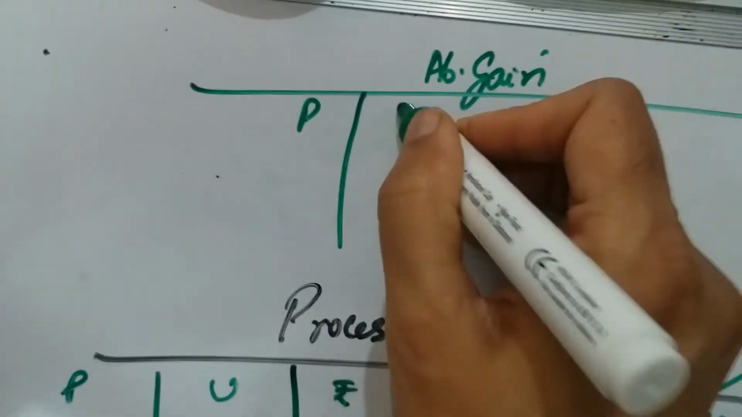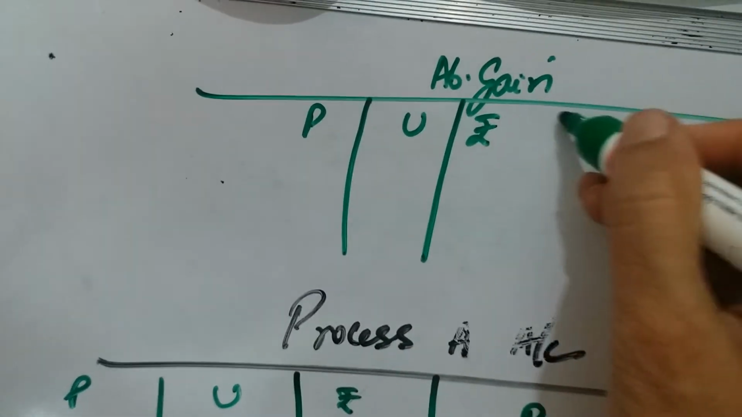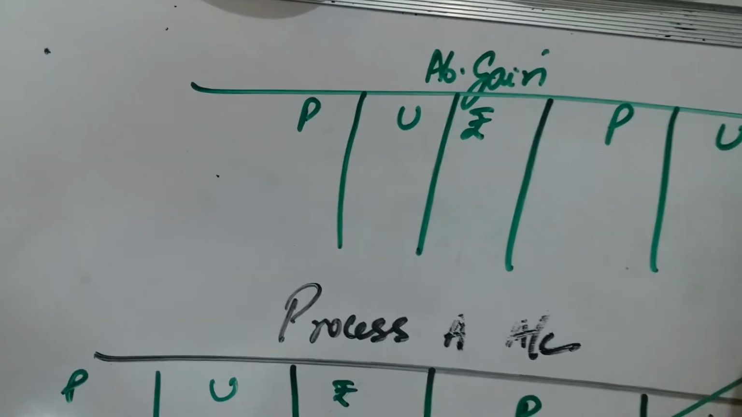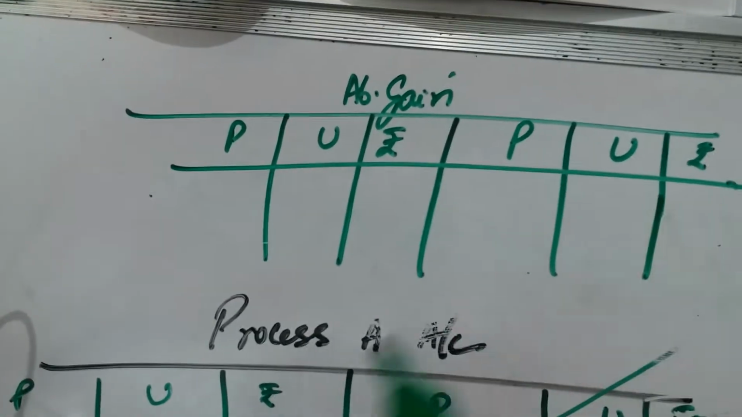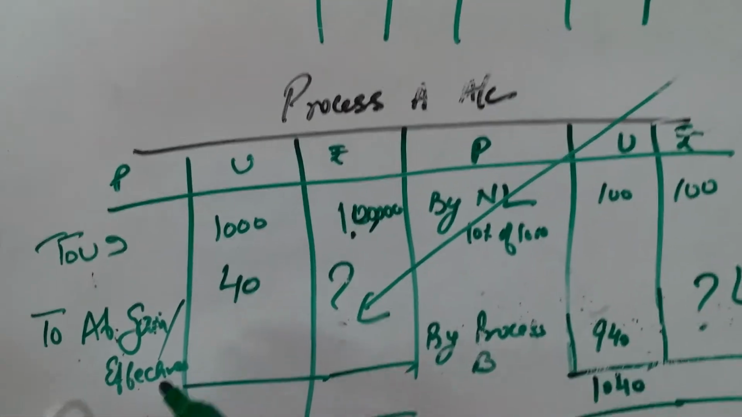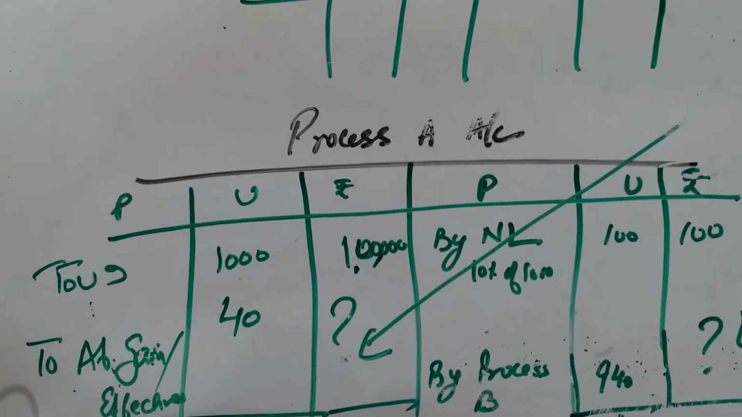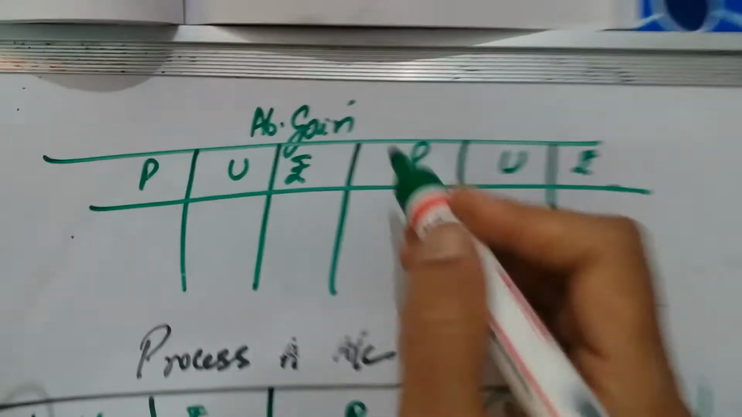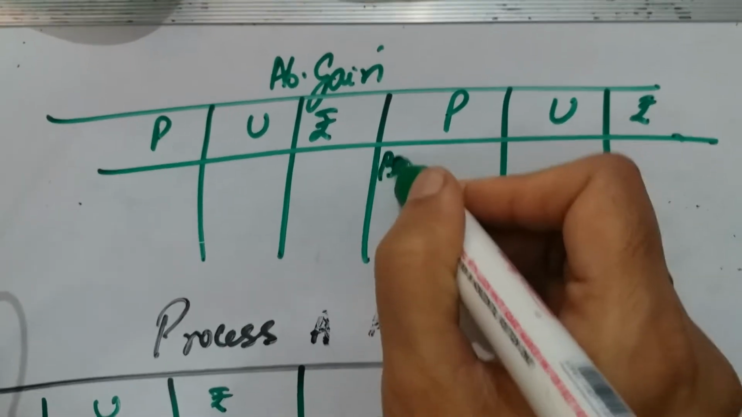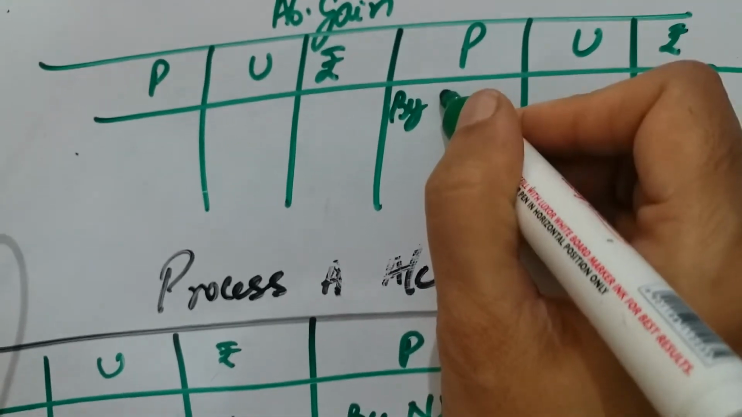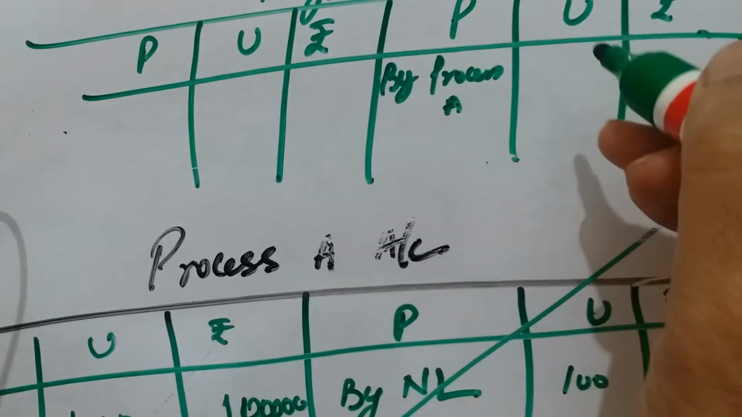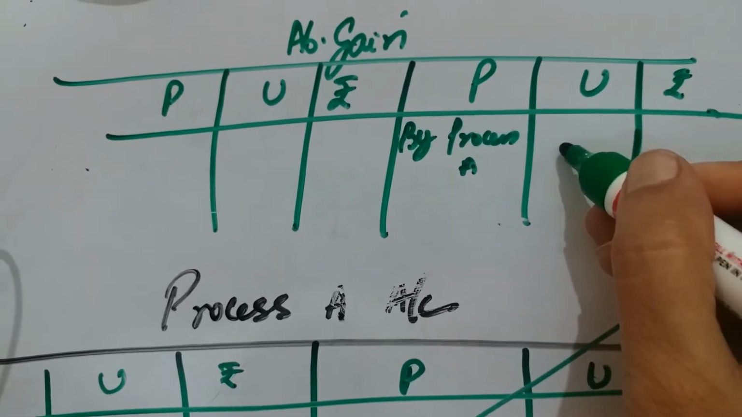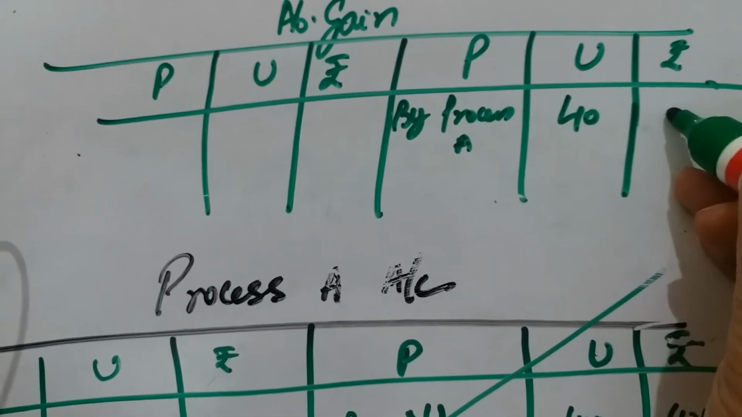So abnormal gain account, again the particulars column, the units and the amount on the debit side, particulars, units and amount on the credit side, and then let us go ahead. So "To abnormal gain" was written here, so on its opposite side we have to do the posting, you know that. So here it will be mentioned process A. So this process A will come, and over here we'll be writing 40 and whatever the rate.